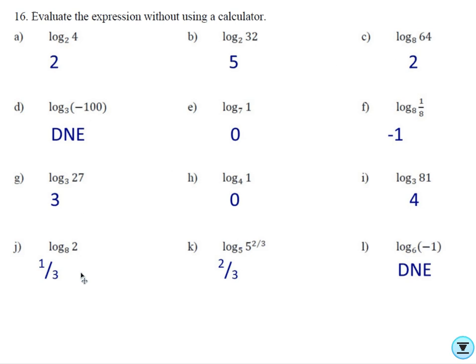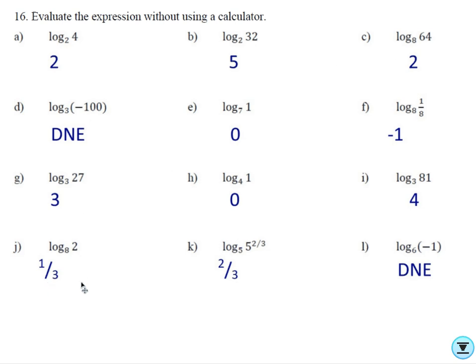2 to the third power is 8. But because the base is 8 and the argument is 2, that means we're actually going to take a cube root, not a third power, but a cube root. Cube root of 8 is 2. Cube root is the same thing as the 1/3 power.